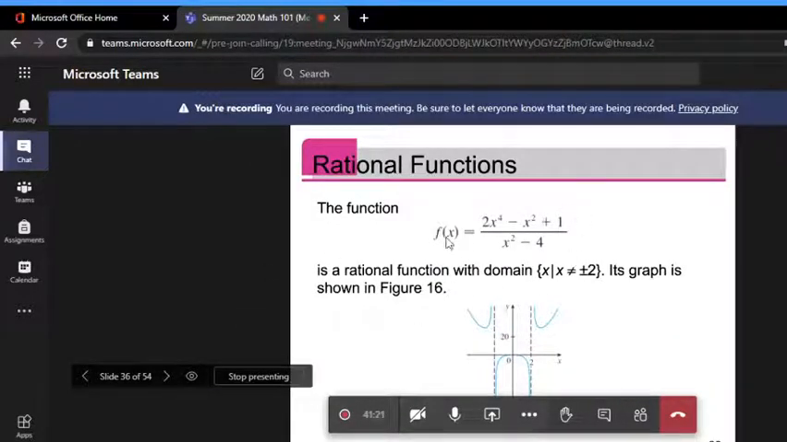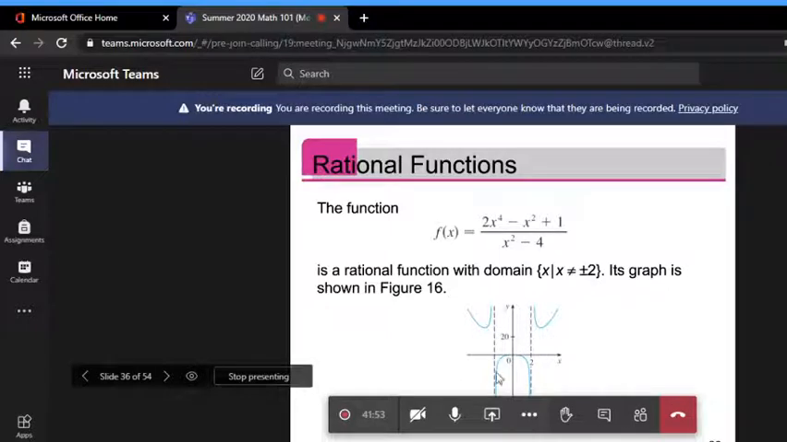For example, let's consider this example. This is a polynomial over polynomial. If somebody asks us about the domain of this function, we look at the denominator, x squared minus 4, and find the x values that make the denominator 0. Those x values are 2 and -2. So these are bad points. We just want to get rid of them. So the domain is everything except -2 and +2.